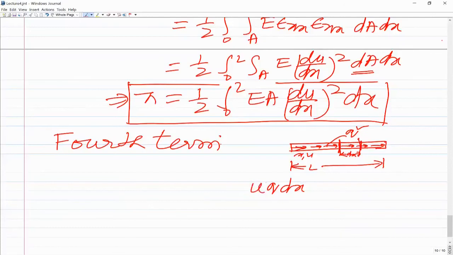So now this is force into displacement. This is force and this is displacement. So force into displacement is what? Work done. And the negative of the work done is actually the potential energy. So if we multiply this by minus, we get the potential energy. Now this is the potential energy of the force Q acting over the length dx. If we want the total potential energy, then we integrate it from 0 to L. So you will see that the third term is nothing but the potential of externally applied distributed force.